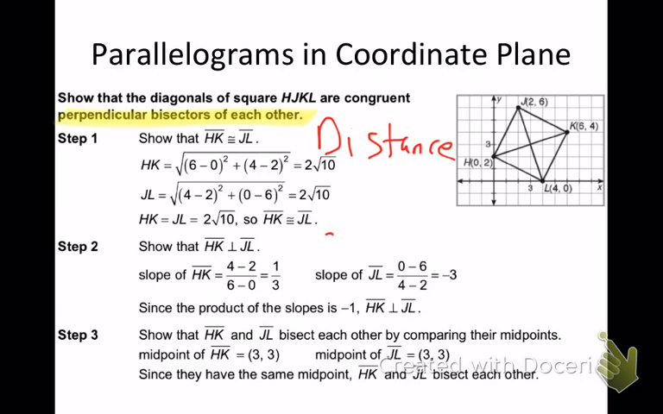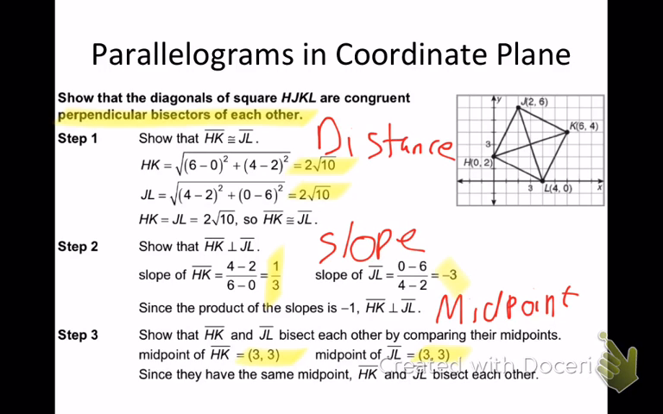I'm also going to find the slope. And then I'm going to find the midpoint of the diagonals. And guess what? My distances should be the same. My slopes should be opposite reciprocals. And my midpoints should be the same. And that's what tells me they are perpendicular bisectors.